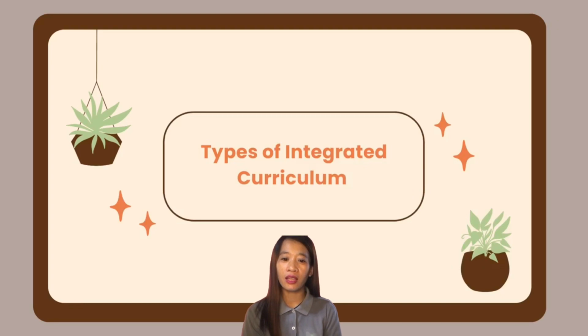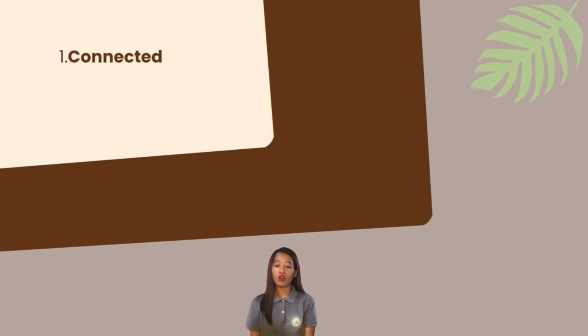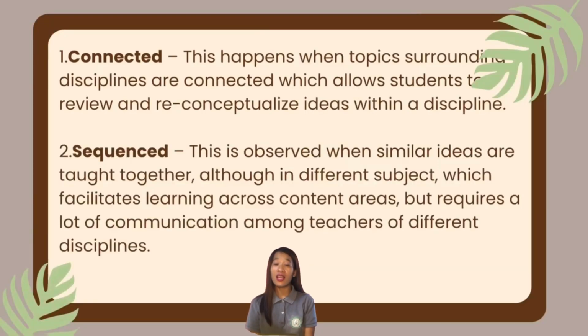Types of integrated curriculum. So now, what are the types of integrated curriculum? An integrated curriculum allows children to pursue learning in a holistic way without the restrictions often imposed by subject boundaries. So, we have four types of curriculum. These are connected, sequenced, shared, and webbed.